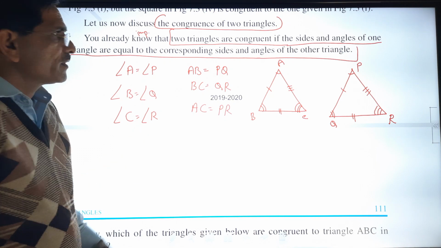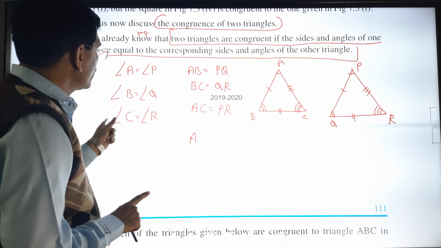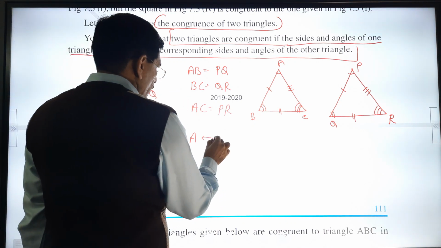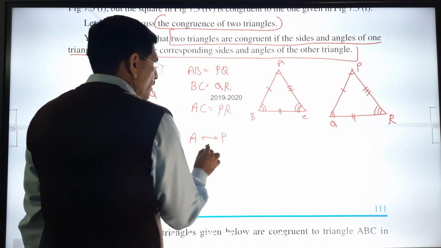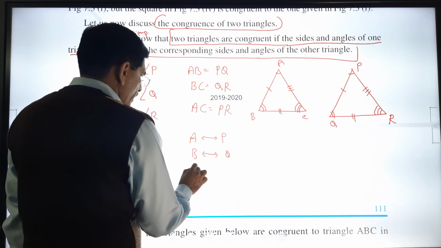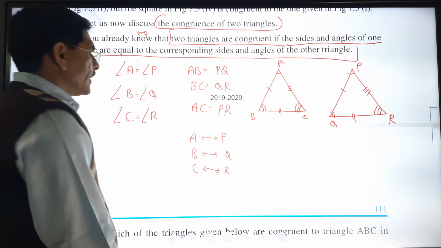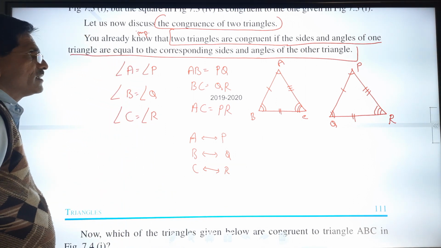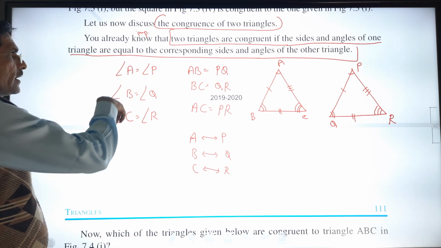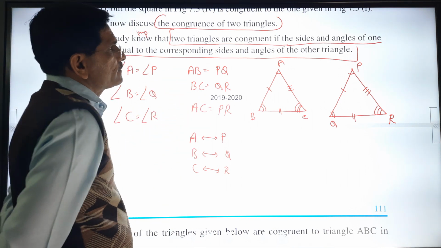One more concept is related to the vertex. We know that a triangle has three angles, three sides, and three vertices. So vertex A with P, vertex B with Q, vertex C with R. Here again it is related to the angle, here again to the side, and here to the vertex.